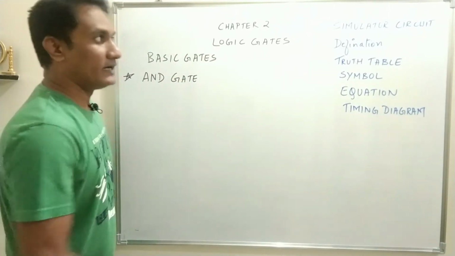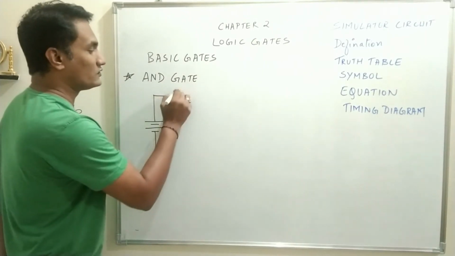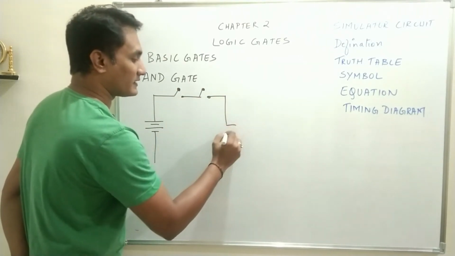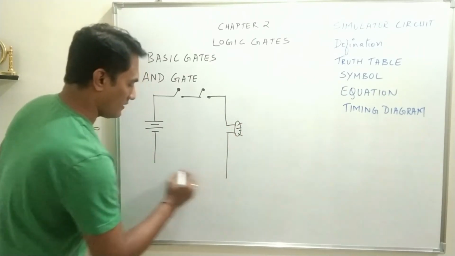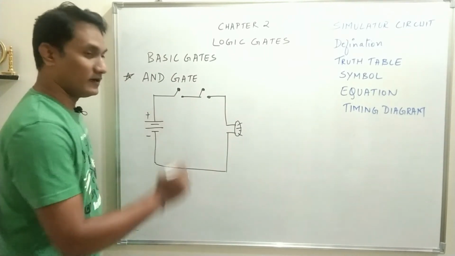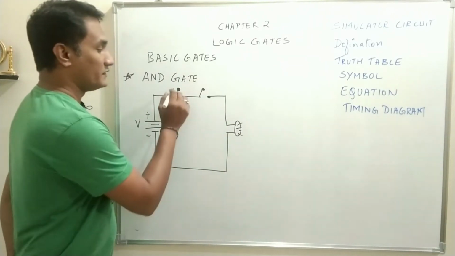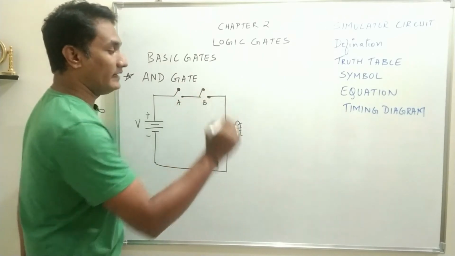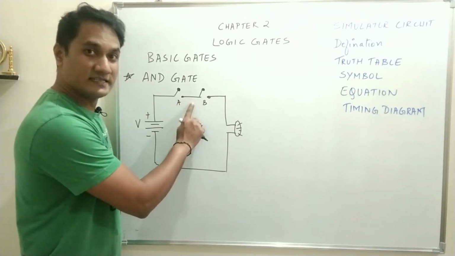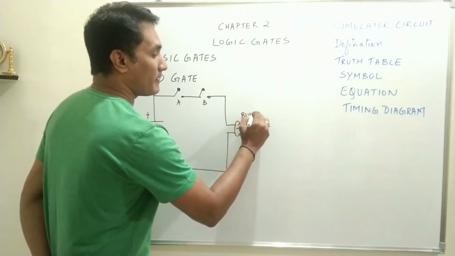AND gate. And for that, the simulator circuit, I hope you understand the symbols which I'm going to use. I'll explain, of course. So we are designing a simulator circuit for the AND gate. Of course, you understand that this is the symbol for a DC source, a voltage source. These two are switches A and B. And what you can understand is these two switches are connected in series. And the output will be indicated by a bulb.